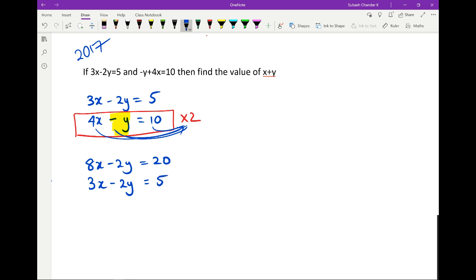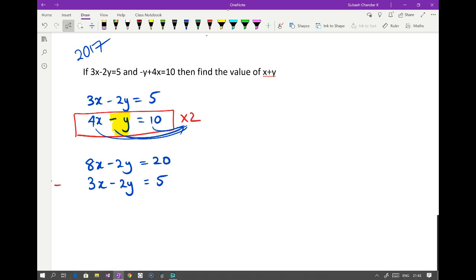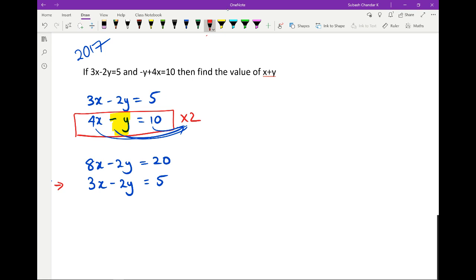And remember, what I want to do is subtract the second equation from the first. So in this second equation, I'm going to just go ahead and change the signs. So basically, I'm going to change 3x to a minus, minus 2y I'm going to change to a plus, and then +5, I'm going to change to a minus.